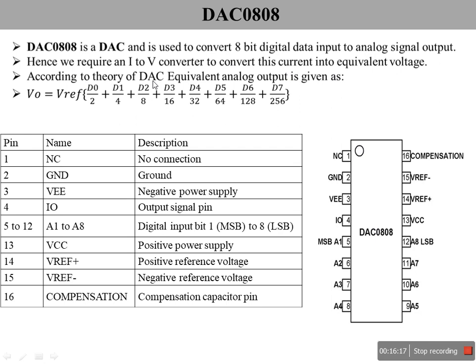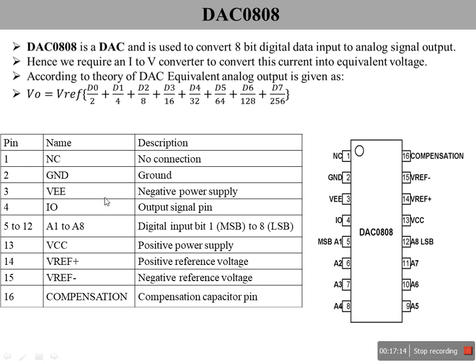According to the theory of digital to analog converter, the equivalent analog output is given as V0 = Vreference times (D0/2 + D1/4 + D2/8 + D3/16 and so on, up to D7/256). For example, if we have the data 00000000, then the equivalent analog output will be 0. If we have 00000001, then there will be 1 by 2. And if the reference voltage is say 5 volt, then 5 volt by 2 will be 2.5 volt. So the output analog voltage will be 2.5 volt.